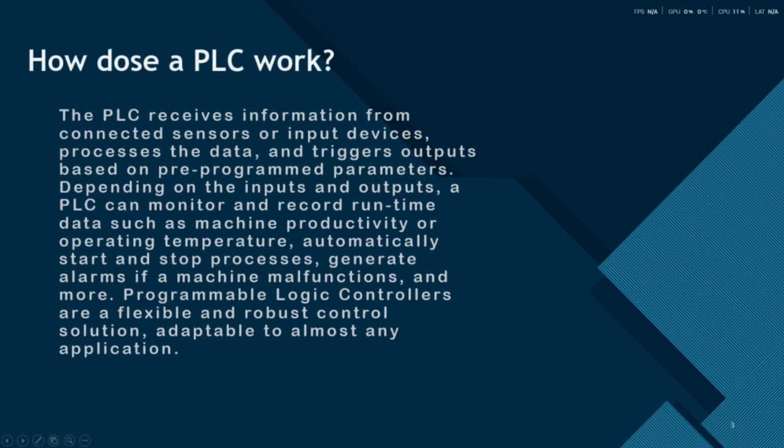How does a PLC work? A PLC receives information from connected sensors or input devices, processes the data, and triggers outputs based on pre-programmed parameters. Depending on the inputs and the outputs, a PLC can monitor and record runtime data such as machine productivity or operating temperature, or automatically start and stop processes, and generate alarms if a machine malfunctions. Programmable logic controllers are a flexible and robust control solution, adaptable to almost any application.